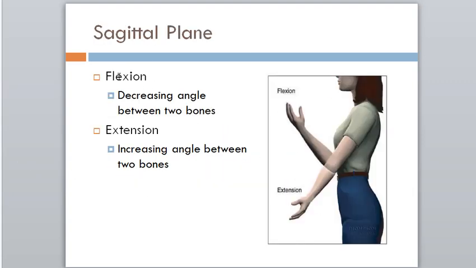So in the sagittal plane, the only two descriptive terms that exist are flexion or extension, and this is applicable to both the appendicular skeleton, the arms and legs, and the axial skeleton, the torso. So the definition of flexion is the decreased angle between two bones. Extension is the increased angle between two bones.